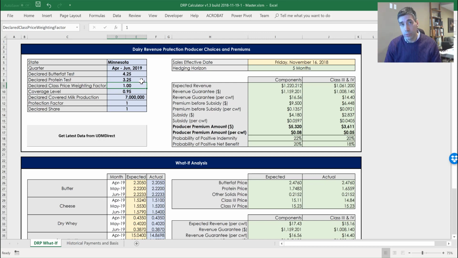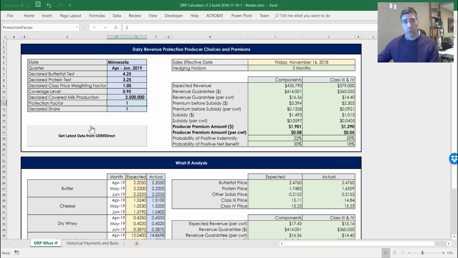But what we're going to do here, we're going to compare them side by side. That's why I'm asking you to declare both your components as well as the weighting factor on class 3 and 4, so we can do a side-by-side comparison of these two alternative approaches. Coverage level, we're going to leave at 95%. I'm going to choose 2.5 million pounds per quarter. Protection factor and declared share, we're going to leave at 1 for now, and don't worry about them for now.